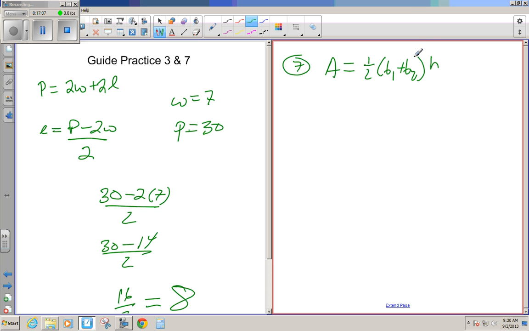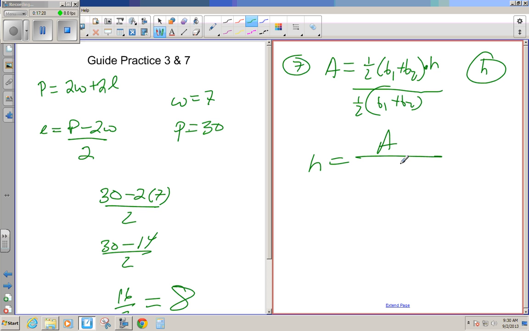And we have to solve. We have to solve for h. So that's pretty easy. Just divide by everything that's going on over here. So my height formula is the area divided by 0.5 B1 plus B2. And if you look on page 27, you'll see that B1 and B2 are given to us. And the area is 70.